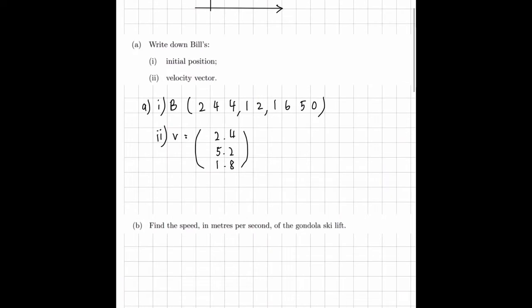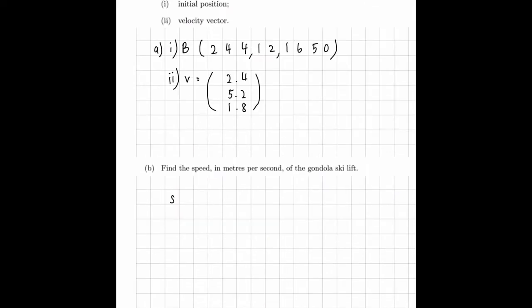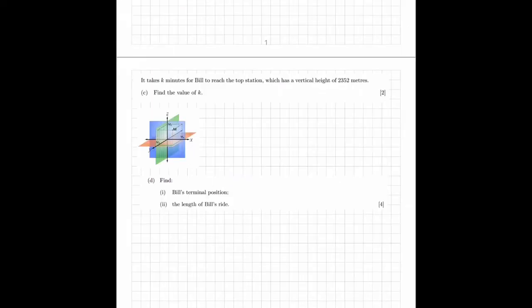Find the speed in meters per second of the gondola ski lift. We actually have a formula to calculate speed, which is the magnitude of the vector. So all we need to do is put in these values, square them, add them all together, and take the square root.